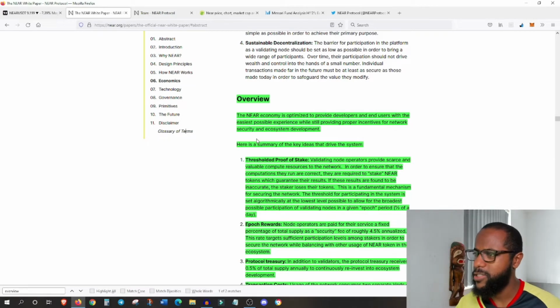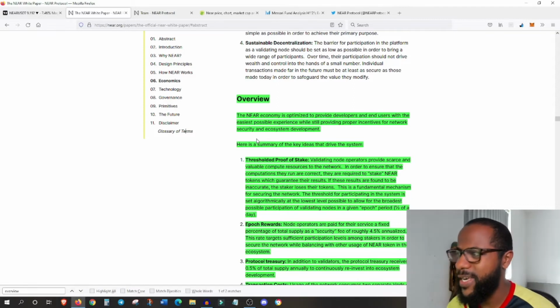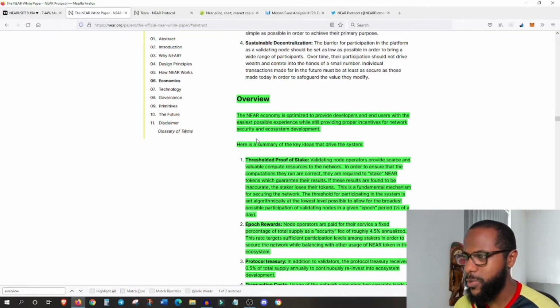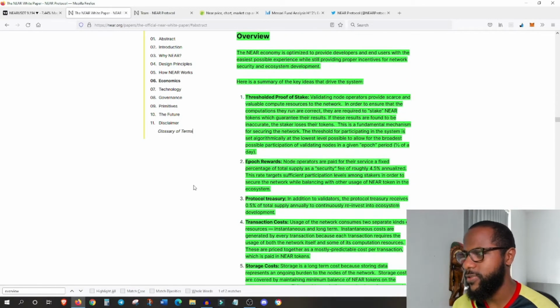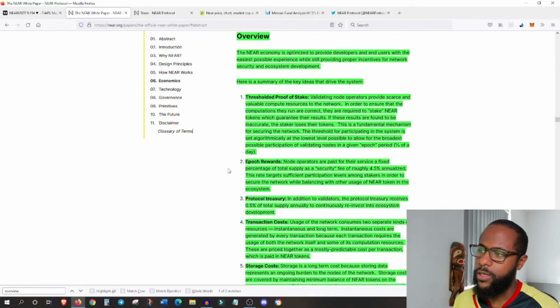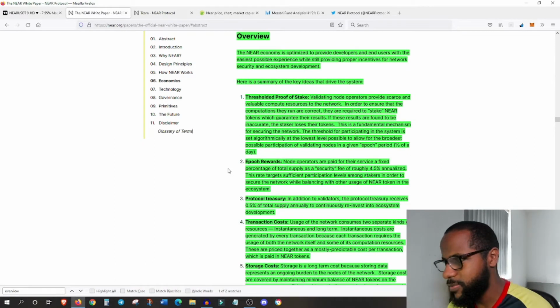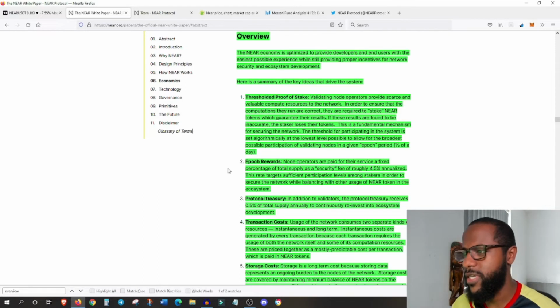The Near economy is optimized to provide developers and end users with the easiest possible experience while still providing proper incentives for network security and ecosystem development. So this is a summary of the key ideas. The consensus mechanism that they have is proof of stake. They say threshold proof of stake, but we can just keep it basic, proof of stake.